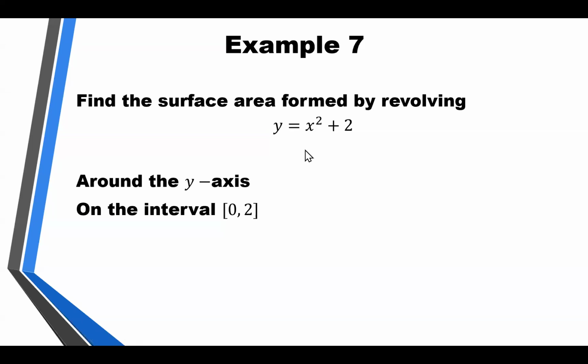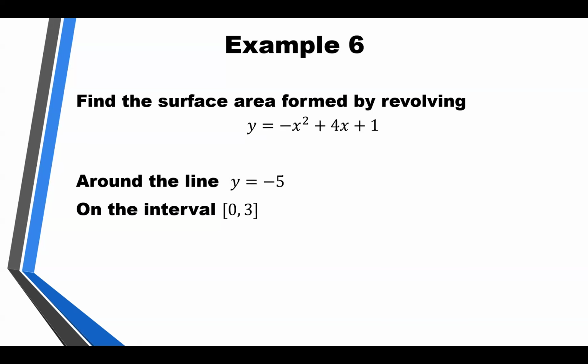Let's do another example. Let's find the surface area formed by revolving a different curve, that is y equals x squared plus 2, around the y-axis on the interval from 0 to 2. So x goes from 0 to 2. We're going to revolve around the y-axis. I'm going to show you a couple of different ways to do this.